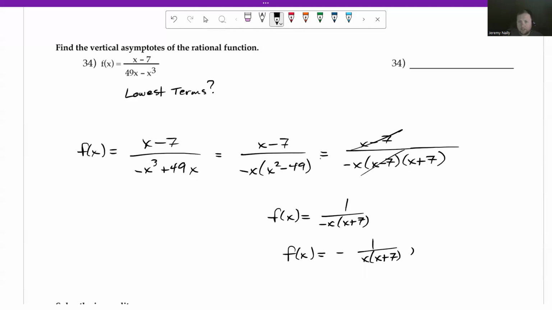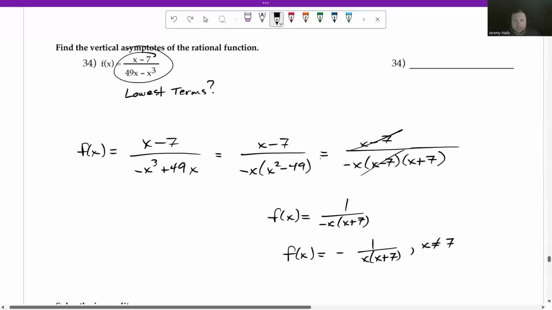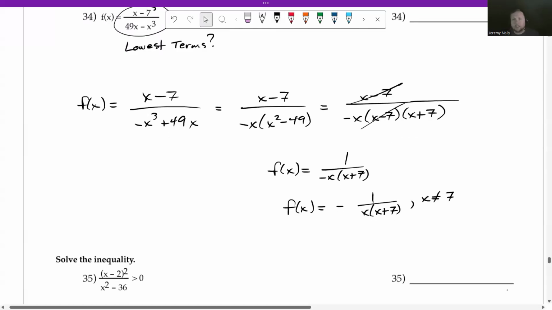And then we need to state that we're not allowed to plug in a positive 7, and that's based on the original version of the function. If you plug in positive 7, then you'll be dividing by 0. So that's why we want to make that statement.